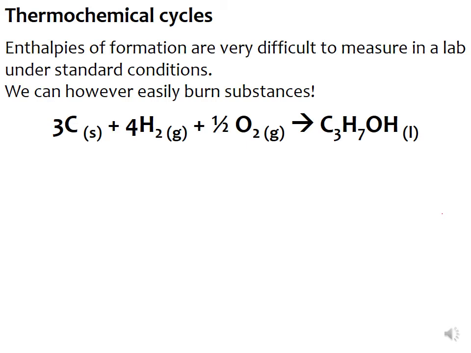So what we can do here is we can combust everything. We could combust the 3 moles of carbon to form 3 moles of carbon dioxide. So that would be the delta HC of carbon. Now combustion enthalpy is for 1 mole. We're going to look at this just a bit later. But 3 moles of carbon forms 3 moles of CO2. We can also combust the hydrogen, so we can burn 4 moles of hydrogen, and that would form 4 moles of H2O.